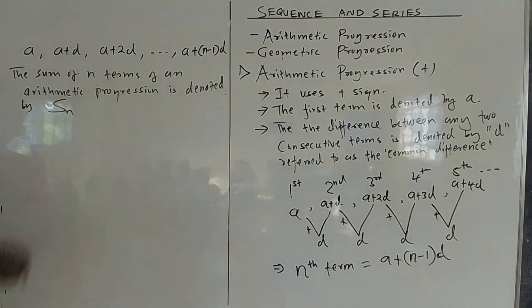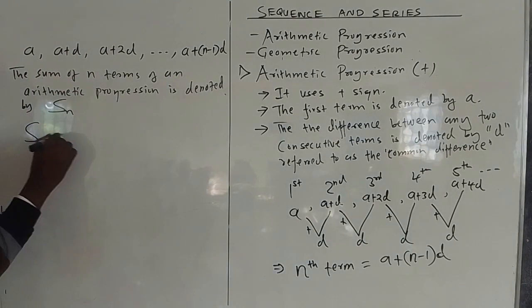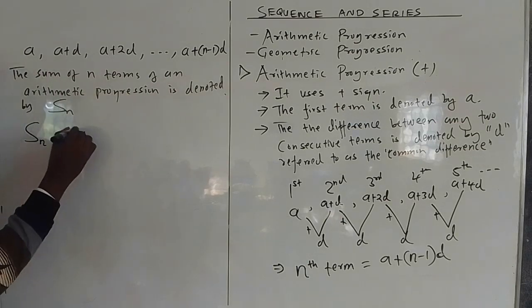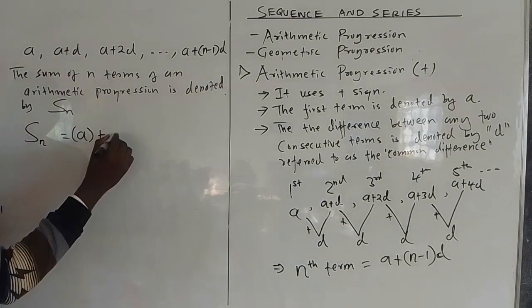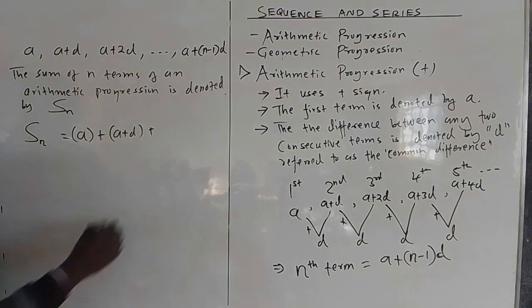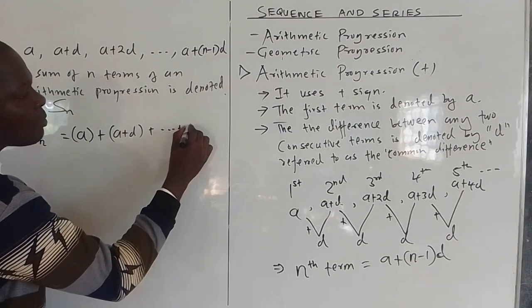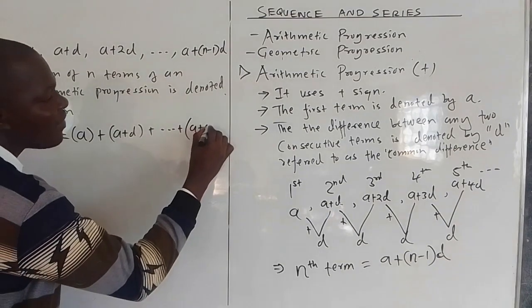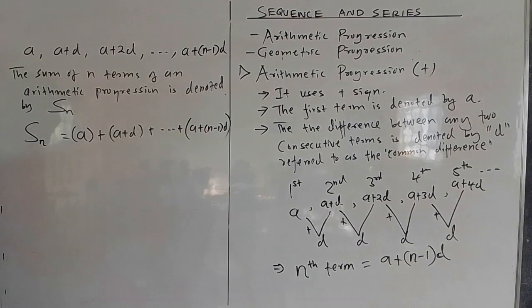So can I now sum the n terms of this progression? Sn is what? It will be the first term, which is a, plus the second term, which is a plus d, plus the third term, and so on up to the nth term, which is the last term, isn't it? Are we together? Yes. Is that okay?